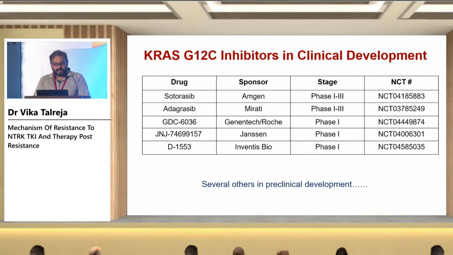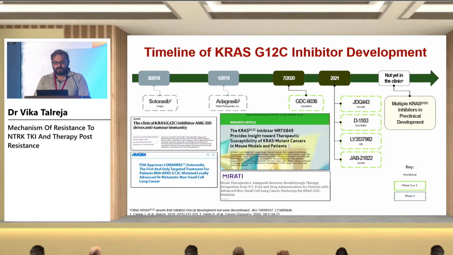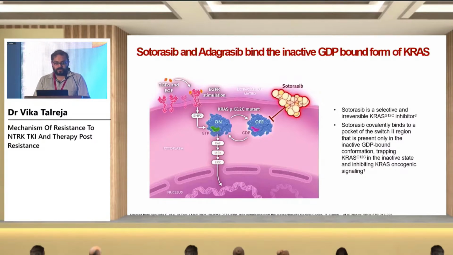A lot is happening with KRAS G12C inhibitors in clinical development. We have a range of clinical trials regarding sotorasib, adagrasib, GDC6036, JNJ, and D1553 molecules, all showing good promise in the pipeline. With these, recommended therapies also started from 2018. Sotorasib got approved in 2019, adagrasib in 2020, and GDC6036 got approved. And now we have a lot of new molecules coming up, not in yet, but there are a lot in the pipeline.